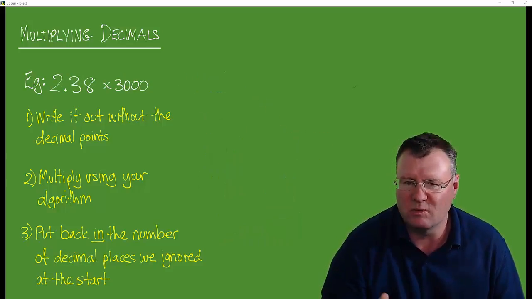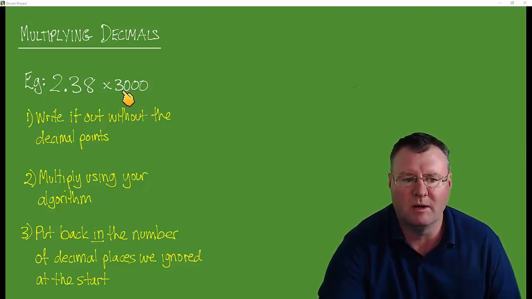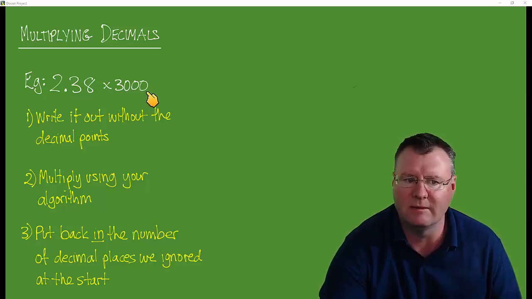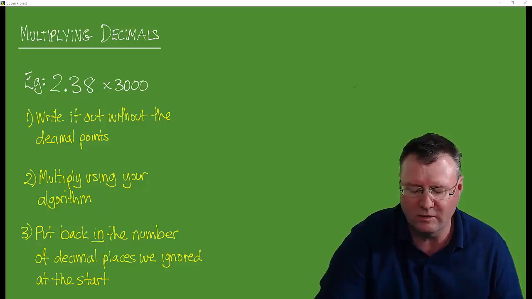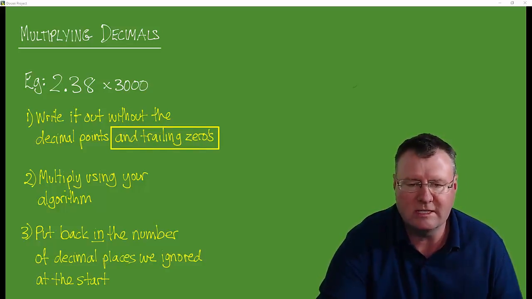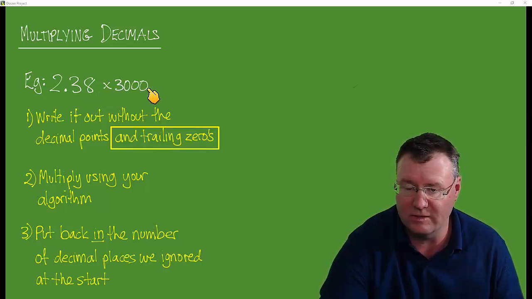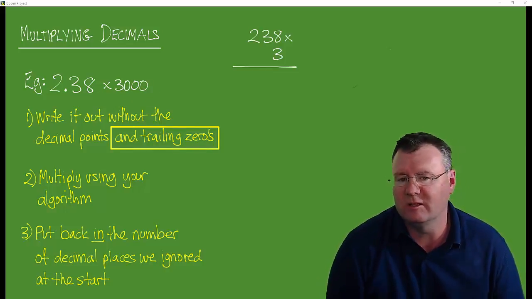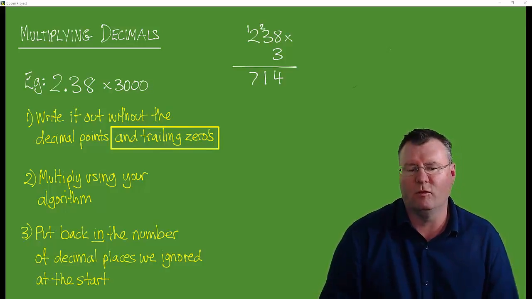Here's one more example, just with a little twist this time, something a little bit different, because you'll see that we're multiplying by something that doesn't have a decimal here, but it's got a lot of zeros, 3,000. The tweak to the rule here is, let's take out the decimals and the trailing zeros. The reason I do that is I can now multiply 238 by 3 and I get 714.